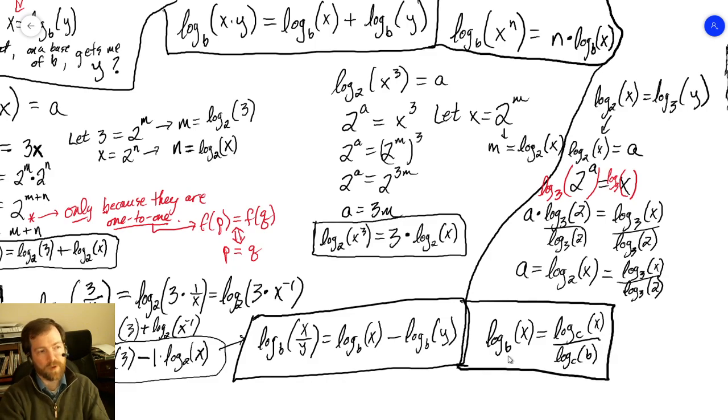So fundamental rule number 4. You can change any bases you want. Basically, all you need to do is turn it back into an exponential and then take a different log. But here's a shortcut.